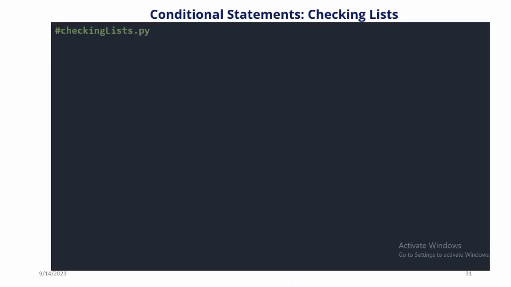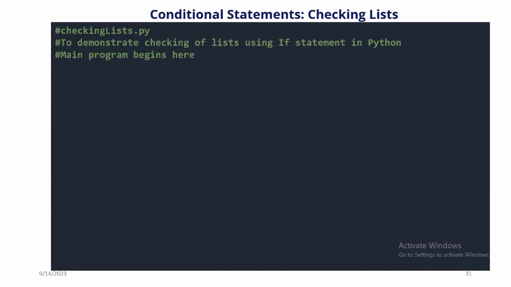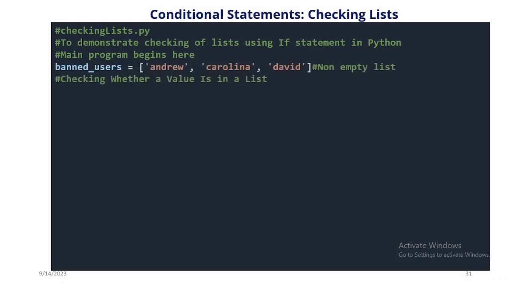So we see an example, checking_lists.py, to demonstrate checking of lists using an if statement in Python. So we have a list of something like this: banned users. Suppose some users have been banned for using a specific app or software. I mean, these things happen frequently. Sometimes they say somebody has been banned from Twitter or something like that. So let's say we have a list: Andrew, Carolina, David. The list is not empty.